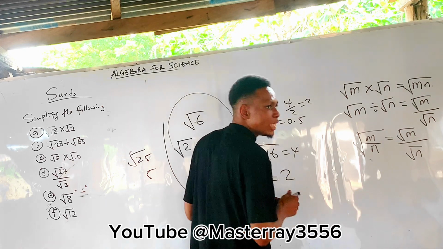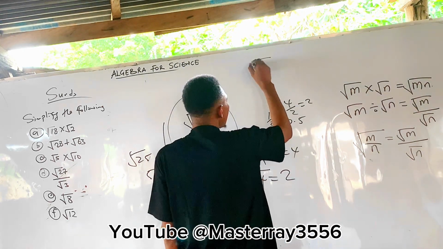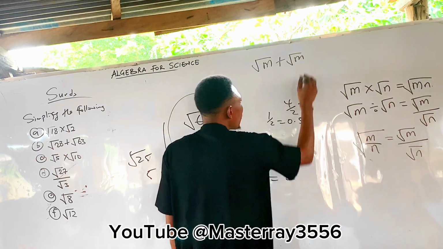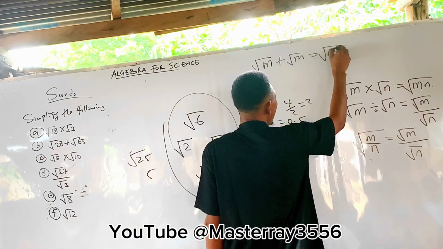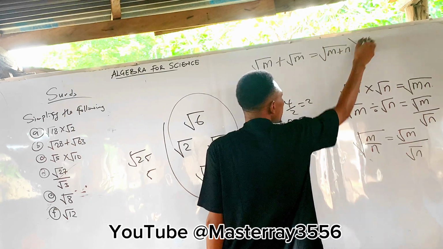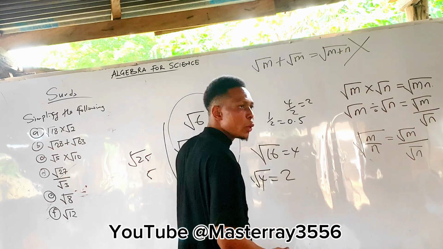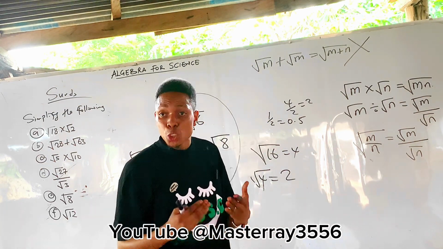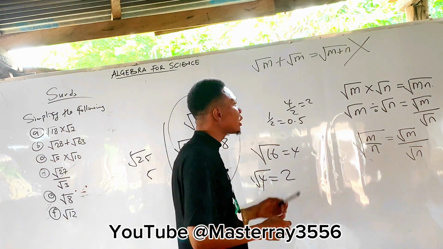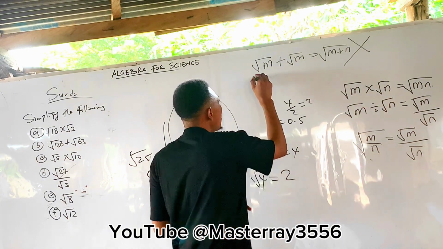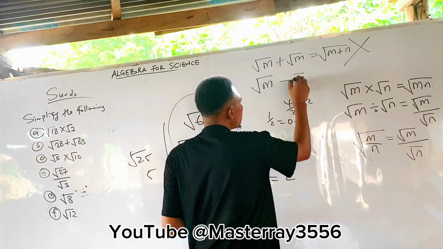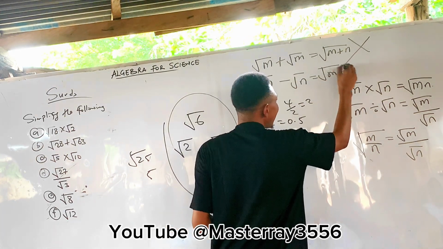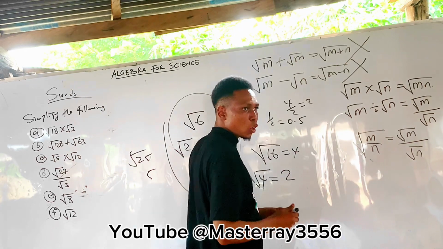There's nothing like this in surds. Maybe you have root m plus root n, then you go ahead and write root of m plus n. This one is wrong. It's only division and multiplication that we have in surds. There's nothing like addition. Or there's nothing like maybe you have root m minus root n, then you went ahead and wrote root of m minus n. This one is wrong.